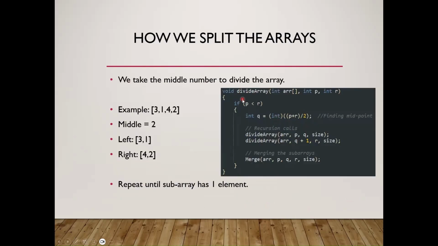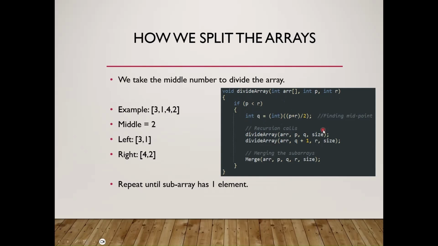So here, first we will talk about how we split the arrays. Here I have given the code: there's a function which takes the array as an input, and P refers to the first address of the array, and R refers to the last element of the array. First, we will see if the first element is lesser than the last element. If it is not, it means that there is only one element in the array. If P is 0 and R is 0, there is only one element in the array, so it doesn't need to be sorted. It is already sorted. So that is the condition for the base case.